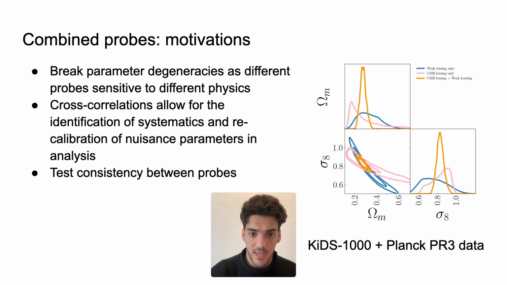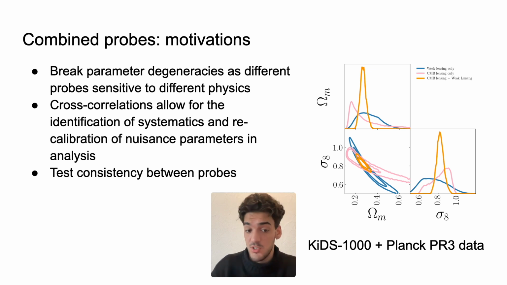I'm showing an example here on the right-hand side for a combination of KiDS-1000 and Planck CMB lensing. You can see that KiDS and Planck CMB lensing have slightly different degeneracy directions in the sigma 8 omega m plane. So when we combine them together, we get these strong constraints in orange.